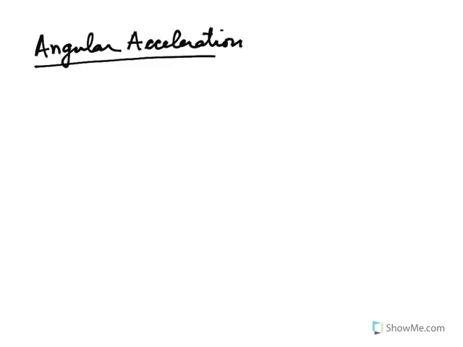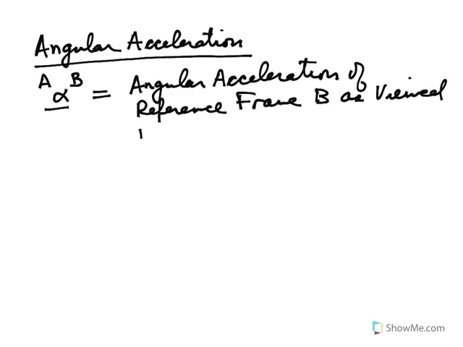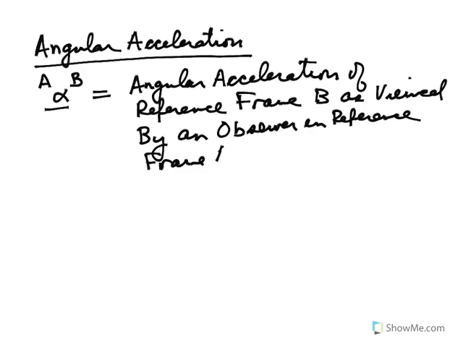The second property is more of a definition than it is really a property, but it's important. It's called angular acceleration, and it comes up frequently as well. So we define angular acceleration by the symbol alpha. So alpha BA is the angular acceleration of reference frame B as viewed by an observer in reference frame A. And it's actually defined as the rate of change in reference frame A of the angular velocity between frames B and A.